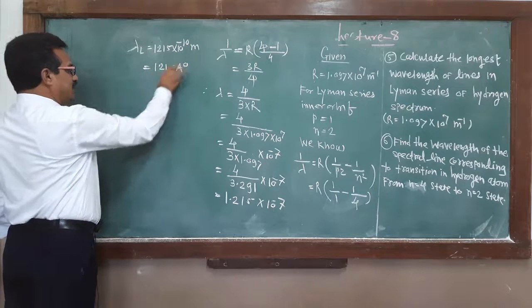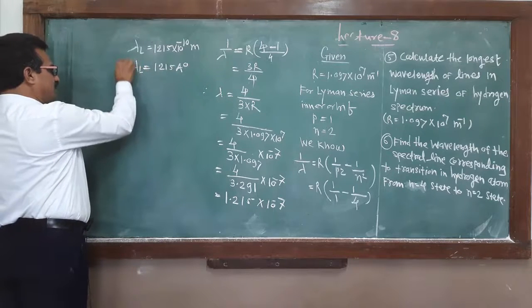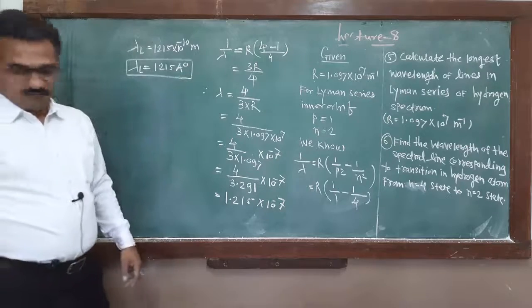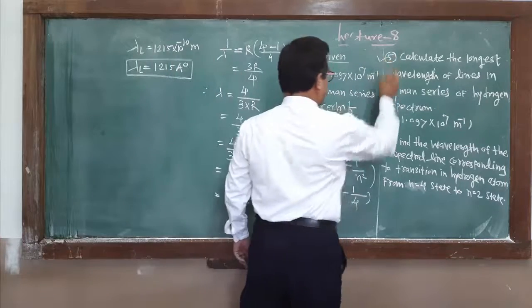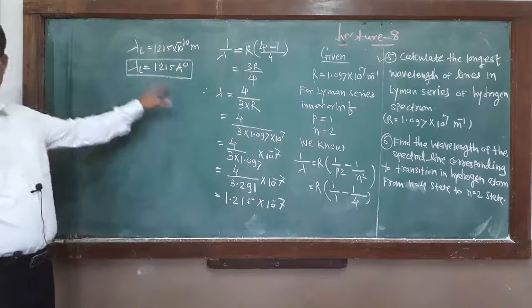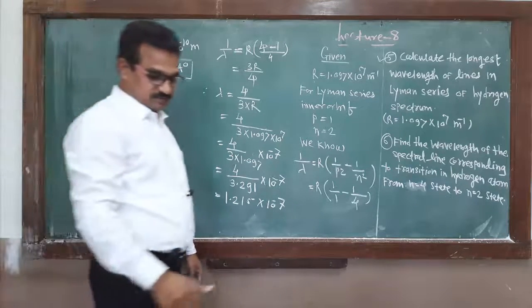1215 angstrom. This is actually the longest wavelength. This is the solution for problem number 5. Solution for problem number 5. Means this is actually the longest wavelength.